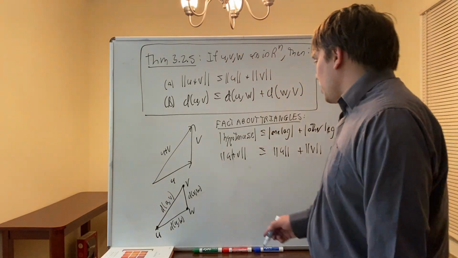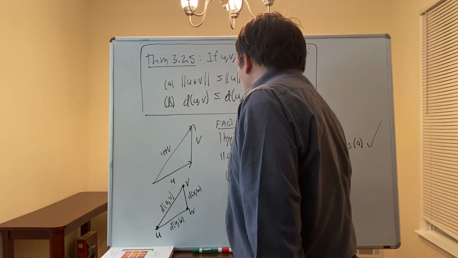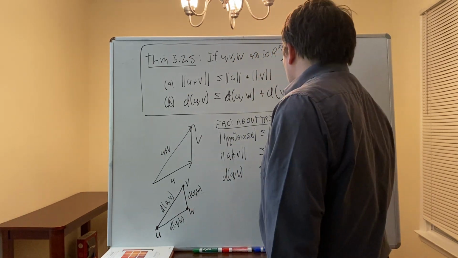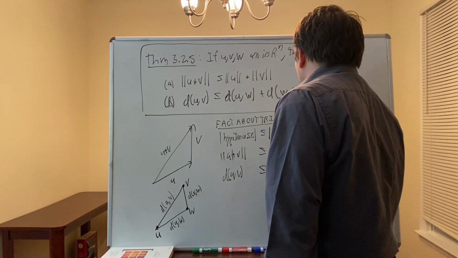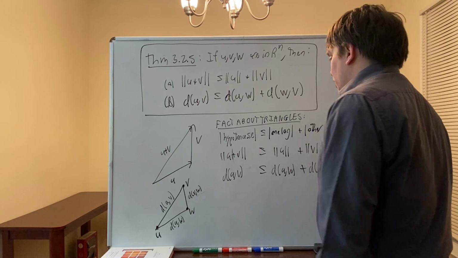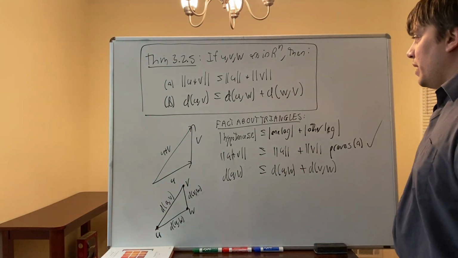And so by the same fact about triangles, the length of the hypotenuse, which is the distance between u and v, is less than or equal to the length of one side, which is the distance between u and w, plus the other length, which is the distance between v and w. And so now we have part B.